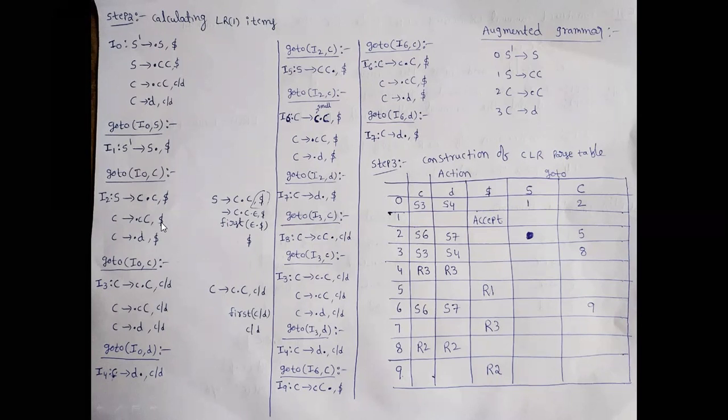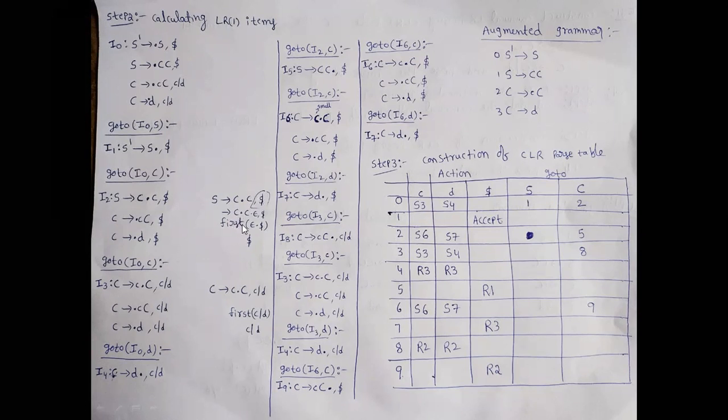C is production with dot C capital C, and C is production with dot D. Then how to find the lookahead for these two productions? We are considering this one as the production, S is production with capital C dot capital C. After the dot we have a non-terminal C, then add the productions here, and after this C there is no terminal or non-terminal, so we are considering epsilon.